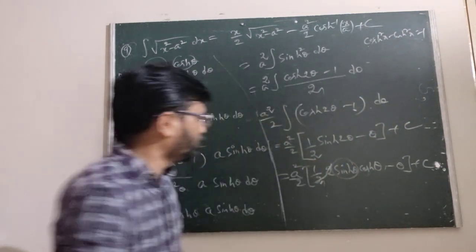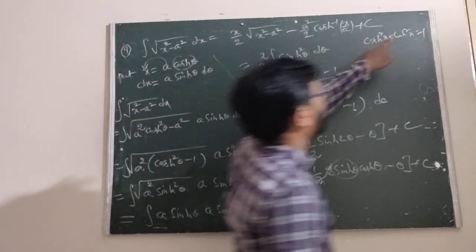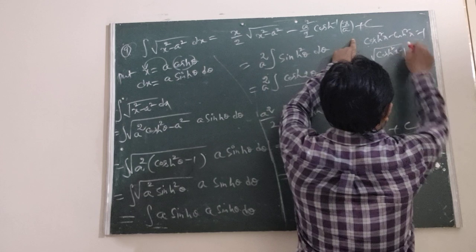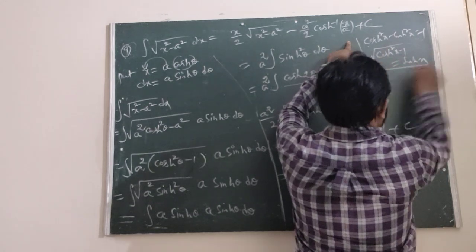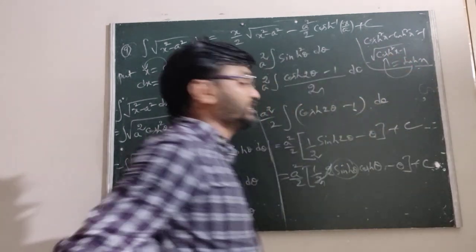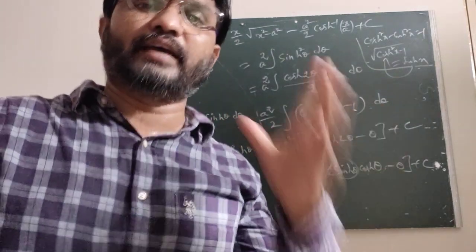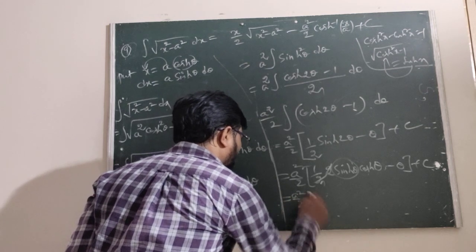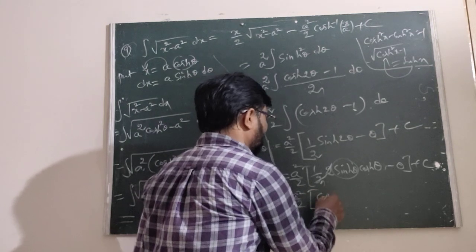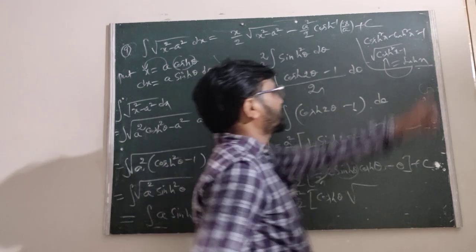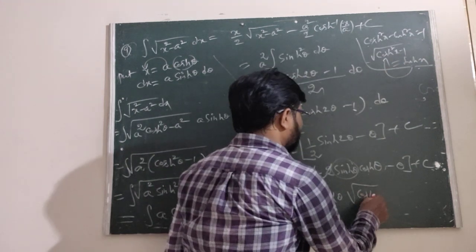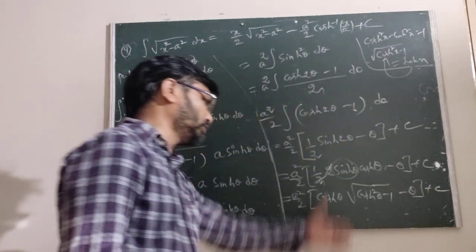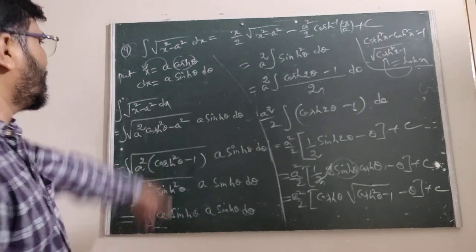How to write sinh theta? Sinh x can be written as the square root of cosh square x minus 1. Therefore, now we can write a square by 2 times the integral of the square root of cosh square theta minus 1, which gives theta plus c. Is it okay? We are taking the cosh theta.